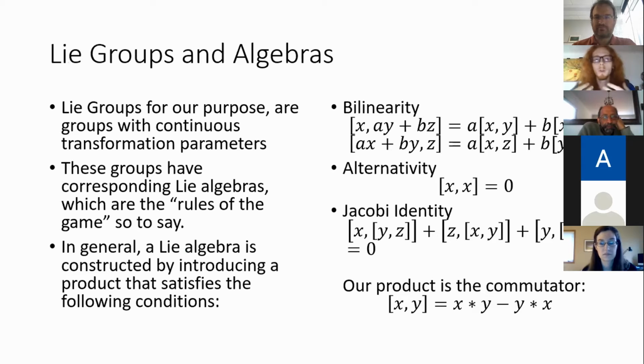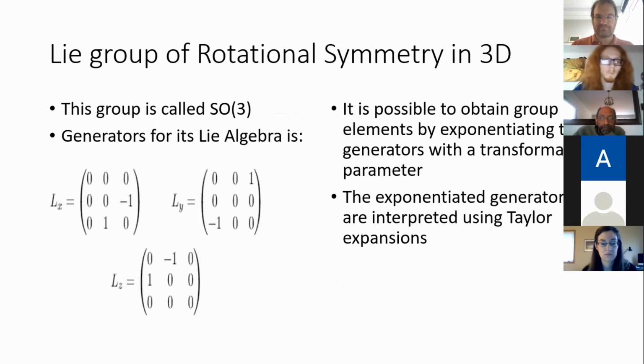Now, these groups also have corresponding Lie algebras, which we can think of as the rules of the game, so to say. And in general, these algebras are constructed by introducing a particular product that satisfies the following conditions, those being bilinearity, alternativity, and finally the Jacobi identity. In our case, this product is the commutator. That is, the commutator of x and y is equal to x times y minus y times x.